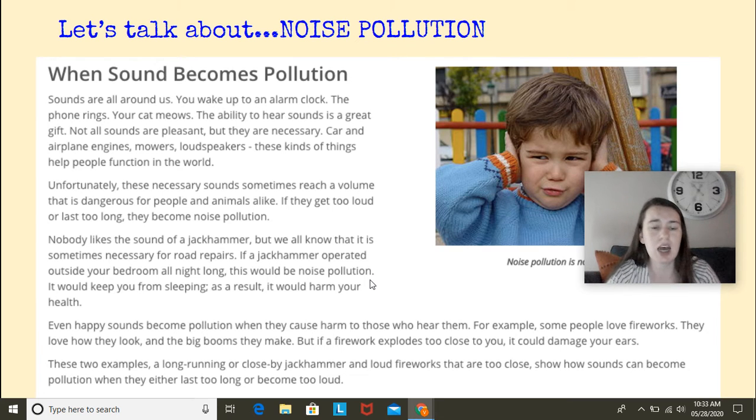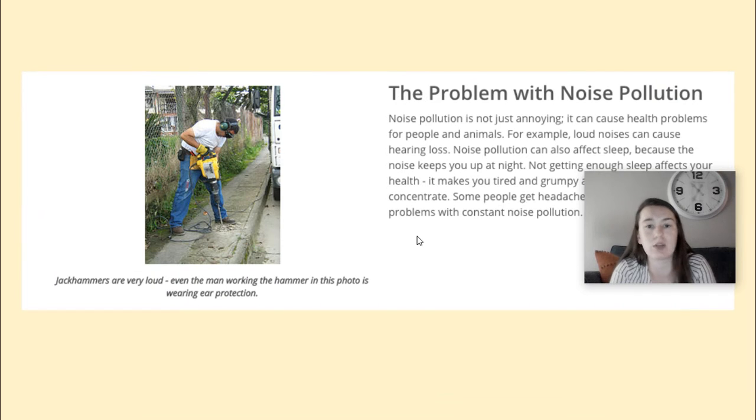Even happy sounds become pollution when they cause harm to those who hear them. For example, some people love fireworks and they love how they look and the big booms that they make. But if a firework explodes too close to you, it could damage your ear. That's why these fireworks, not only for the fire safety, but because of the sound and the noise pollution, are always shot off far away from people. So these two examples, a long running or close by jackhammer and loud fireworks that are too close, show how sounds can become pollution when they either last too long or become too loud.